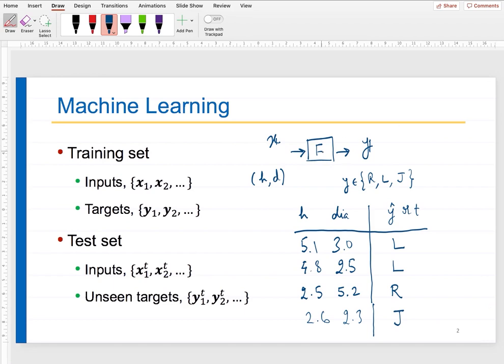I know the input, so my x is this. These two are my x. And this is my y hat or target. And now this is my training data. My goal is that when I feed one of these vectors, let's say 5.1, 3.0, into the model, it should give me output as lotus. This is my desired output or my target value.